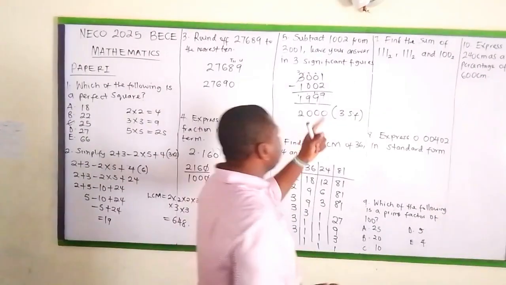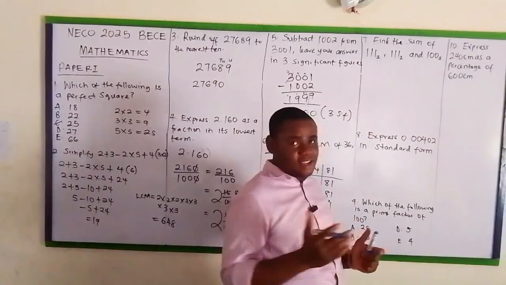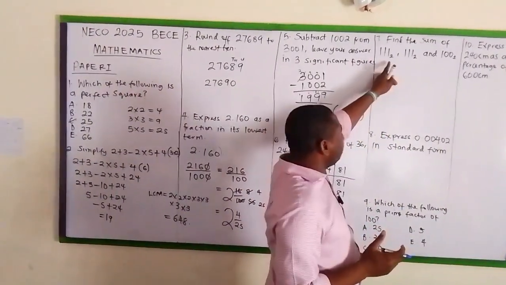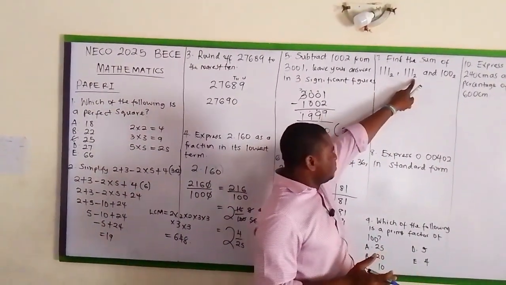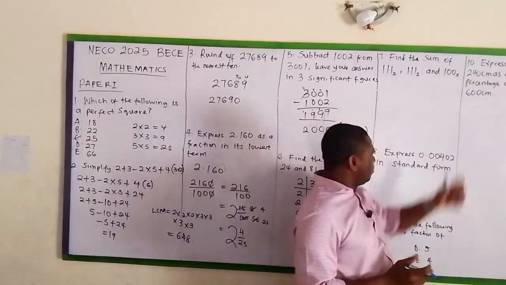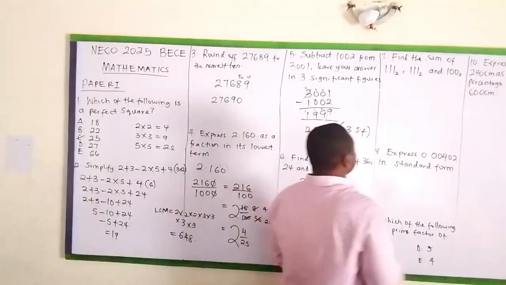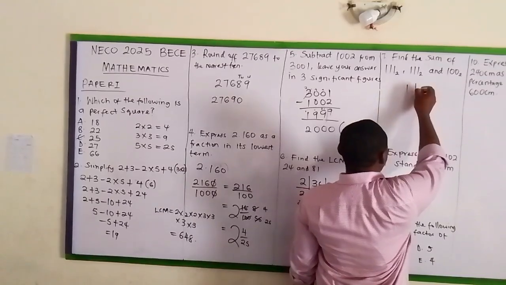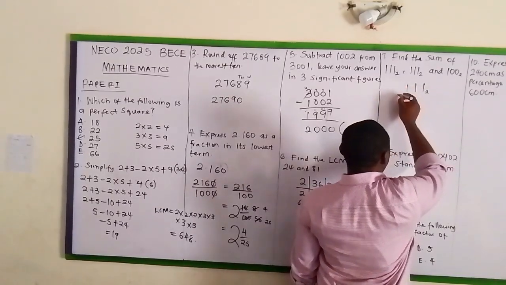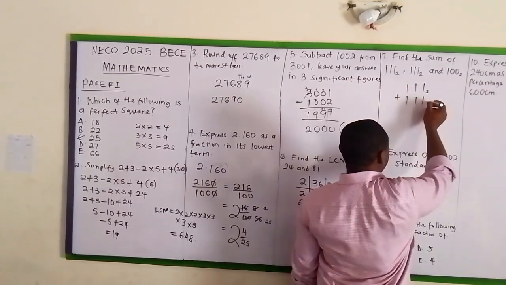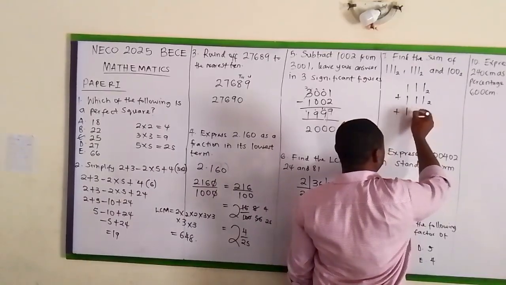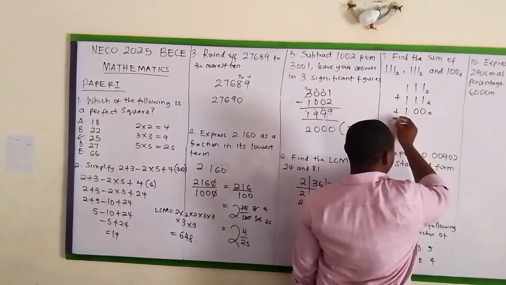Alright, now let's go to question number 7. It says that we find the sum of 111 base 2, 111 base 2, and 100 base 2. This is addition of binary numbers. So now in this case, we have 111 base 2 plus 111 base 2 plus 100 base 2.